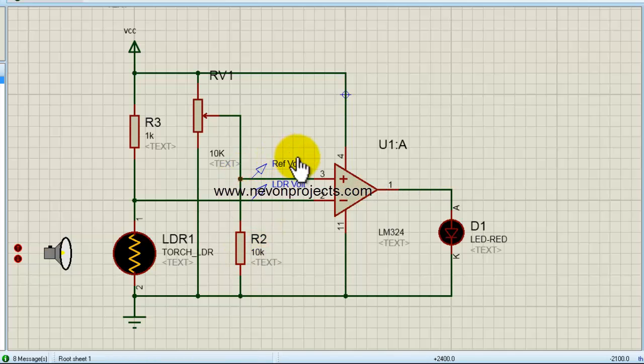We will call this the reference voltage that we will give to the non-inverting terminal of the op-amp, and to the inverting terminal of the op-amp we will give our signal generated by the LDR. In turn we will connect the output of the op-amp to the LED, where the output will depend upon whether the LDR voltage is higher or lower than our reference voltage. So let us start the simulation and see how it works.